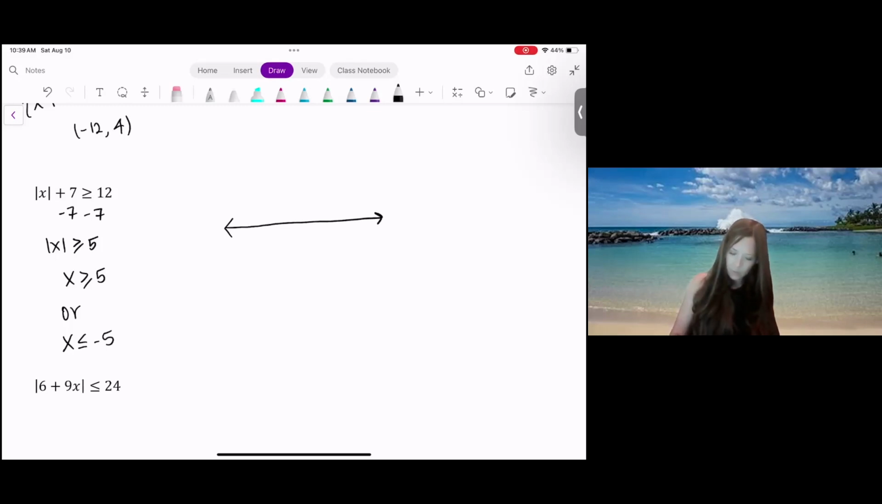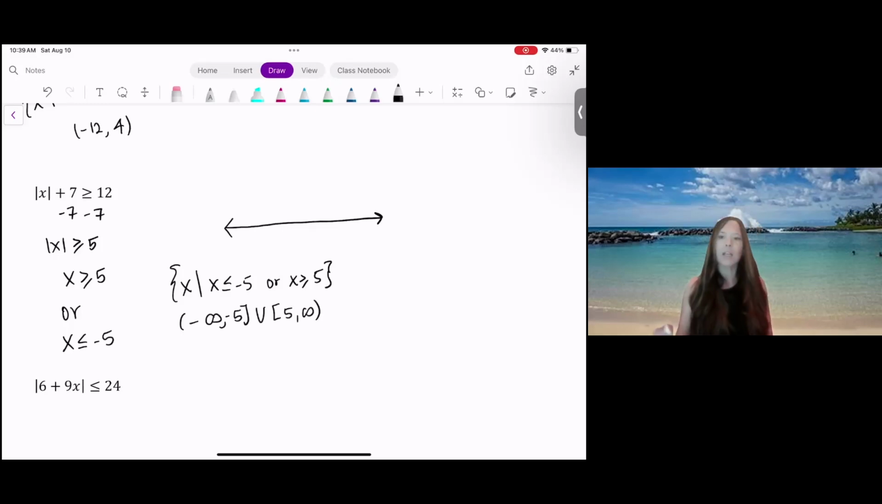Graphing this, remember that an or is going to go towards infinity. Set notation would be the set of all x's such that x is less than or equal to -5 or x is greater than or equal to 5. Interval notation would be from negative infinity up to -5 with a bracket and union with 5 to positive infinity. And infinity gets parentheses, remember, because infinity is not an actual value. You can't take infinity as a value.